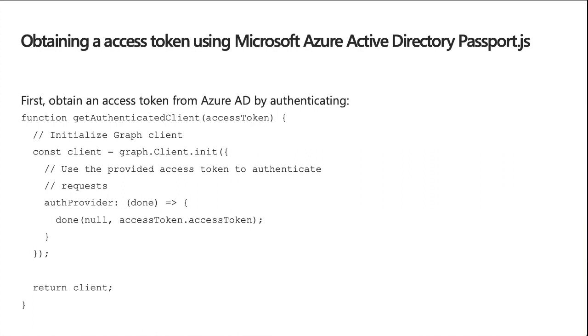Now, how do you obtain an access token using Azure Active Directory and Passport.js? Well, you're first going to obtain an access token from Azure AD by authenticating. And once you've obtained the access token using Passport and fetching it from Azure AD, you're then going to initialize the JavaScript SDK for the Microsoft Graph. You do that by saying graph.client.init, and you pass in a single method implementation for the auth provider method. In this case, once auth provider has been called, I'm going to call done, and done is going to pass in the access token that I've retrieved.